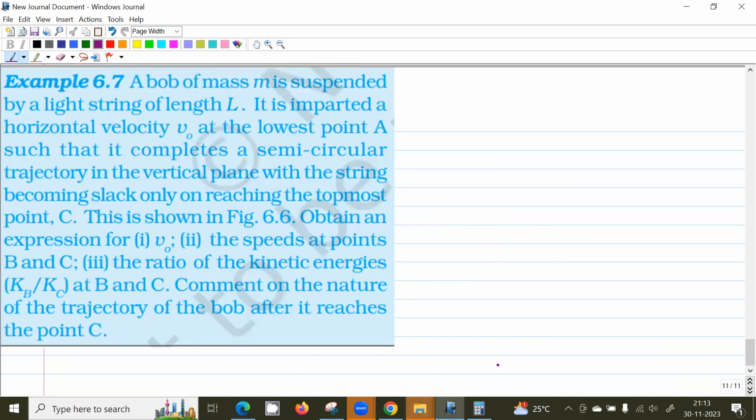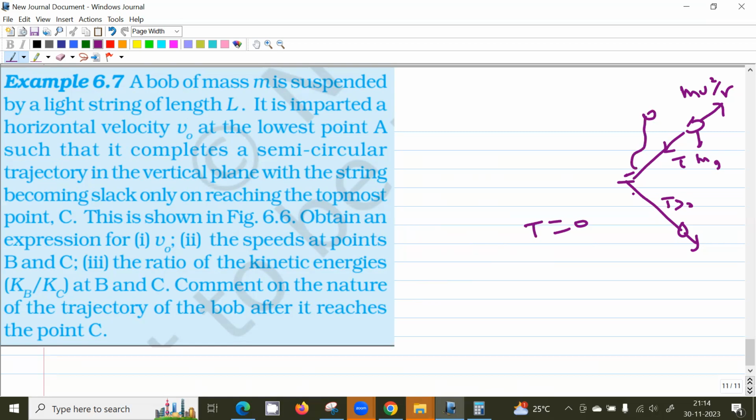What is slack? See, this is a support, this string is there, no? If you are able to pull it, then the string will be tight, it will be a straight line. But at this point, here there is weight mg, and there will be tension here, right? There will be a pseudo centrifugal force which is mv square by r. So it's possible that this tension can become zero. See, in this case, the tension won't be zero, because tension will be some positive value. But it's possible for the tension to become zero. So at this point, the string might become loose like this.